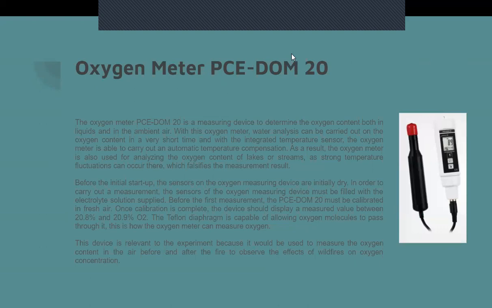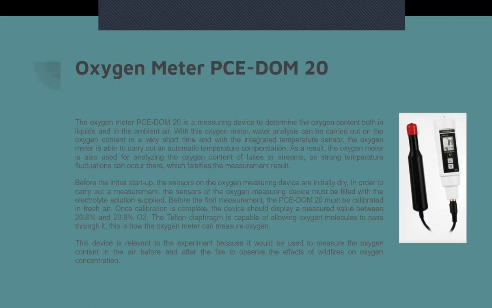The device that we're going to use to measure oxygen levels in the air is the oxygen meter PCE DOM20. This is a measuring device to determine the oxygen content in both liquids and in the ambient air. With this oxygen meter, water analysis can be carried out, for example, on the oxygen content in a very short amount of time. And with the integrated temperature sensor, the oxygen meter is able to carry out an automatic temperature compensation. As a result, this oxygen meter is also used for analyzing the oxygen content of lakes or streams, as strong temperature fluctuations can occur there, which would falsify the measurement result.